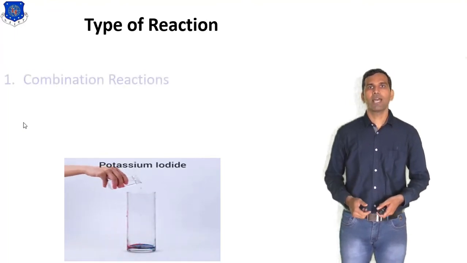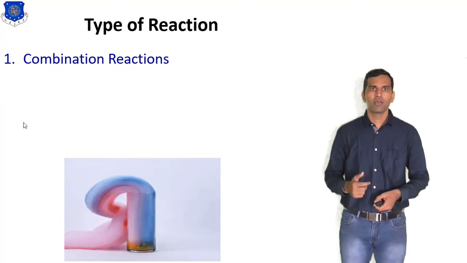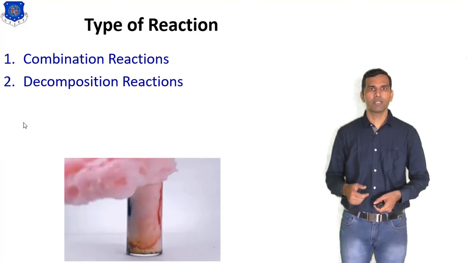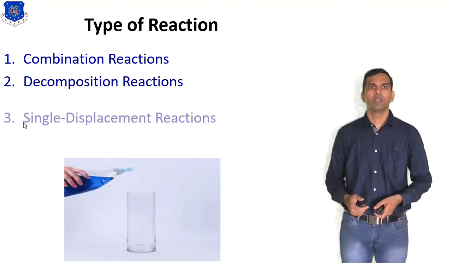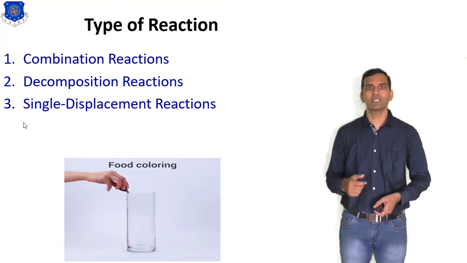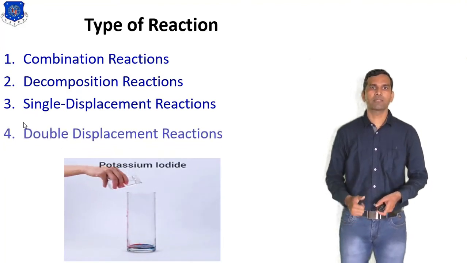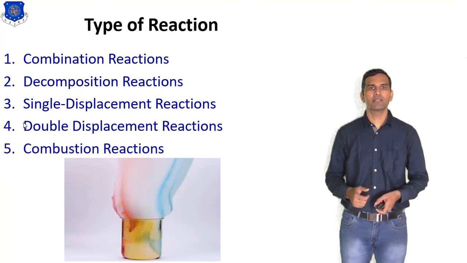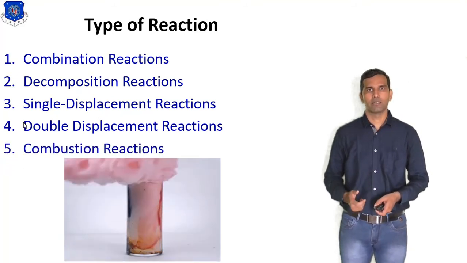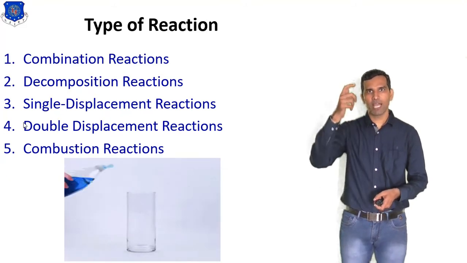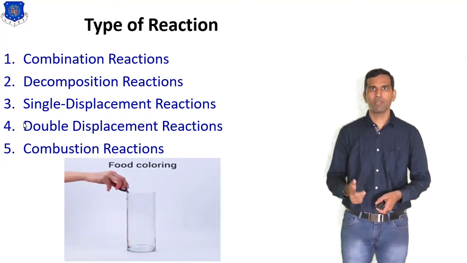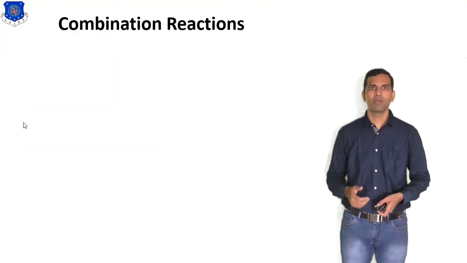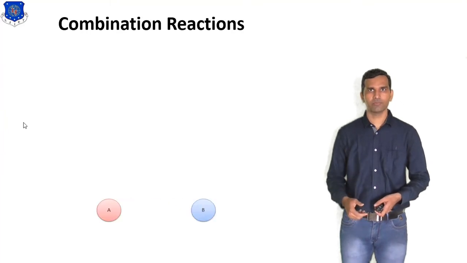The first type of reaction is the combination reaction. The second is the decomposition reaction. The third is the single displacement reaction. The next is the double displacement reaction. And the last is the combustion reaction. So there are mainly 5 types of reaction that we study in this lecture. Now we start with the first type, the combination reaction.